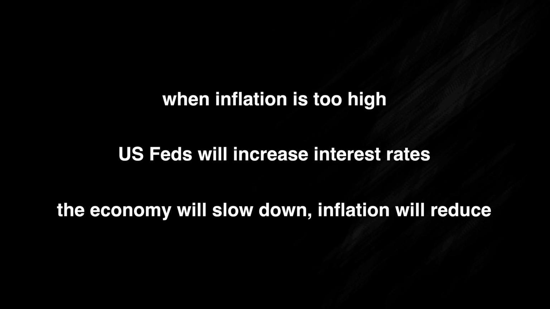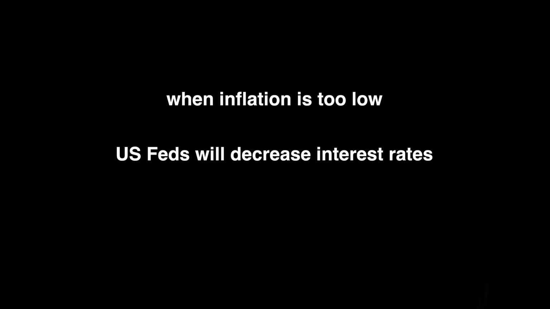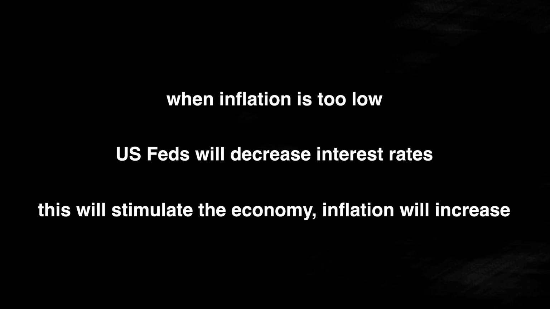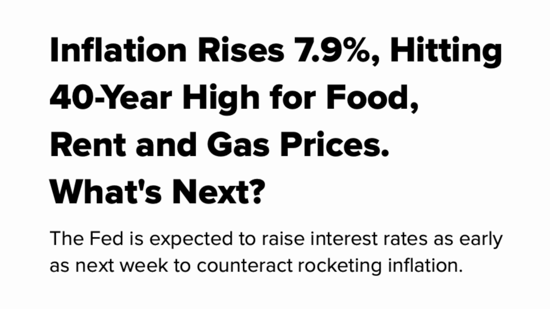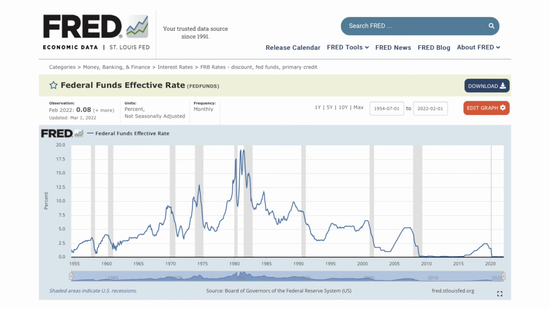When inflation is too high, the Fed will increase it to slow down the economy and bring inflation down. Vice versa, when inflation is too low, the Fed will decrease it to stimulate the economy and move inflation higher, which is what we are experiencing right now during the pandemic, even in 2022. You can find it from this Fed website. Don't worry, I will link everything down below in the description box. As you can see, we are currently at near zero interest rates, which is usually the case during a crisis such as the 07-08 subprime mortgage crisis, as well as the most recent pandemic crash in 2020.